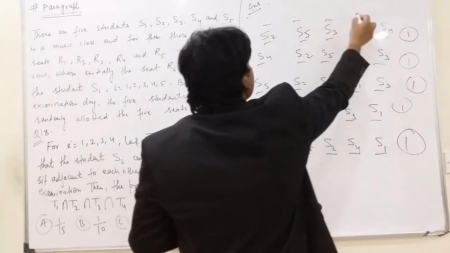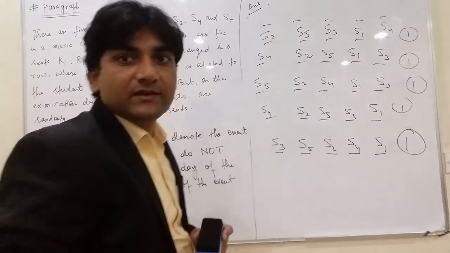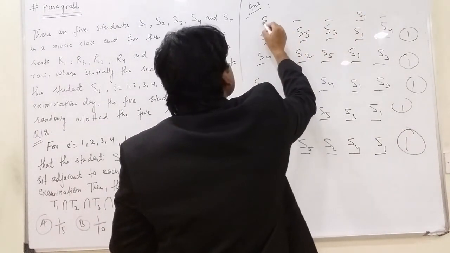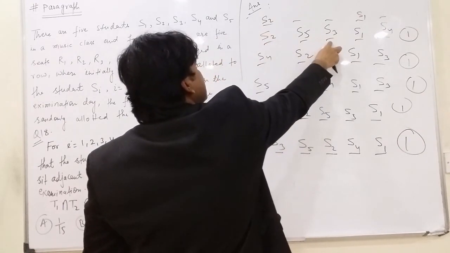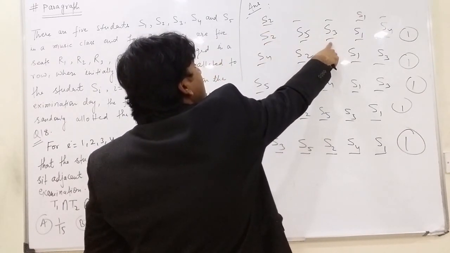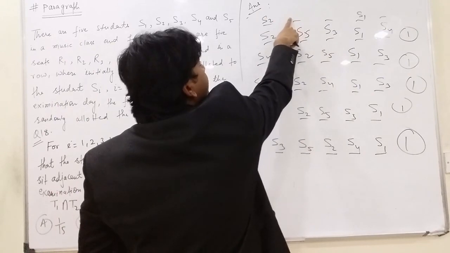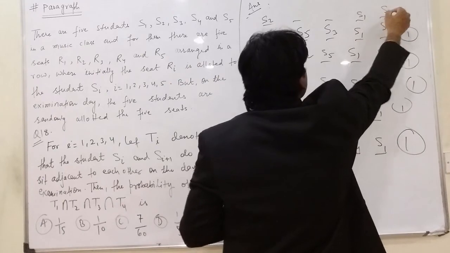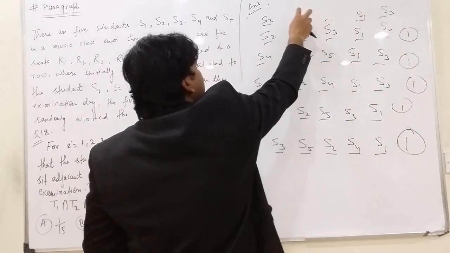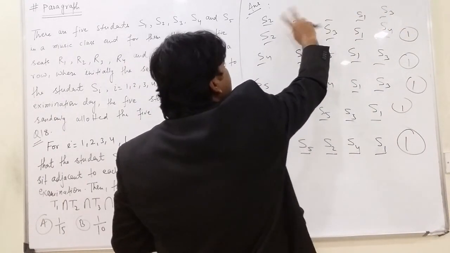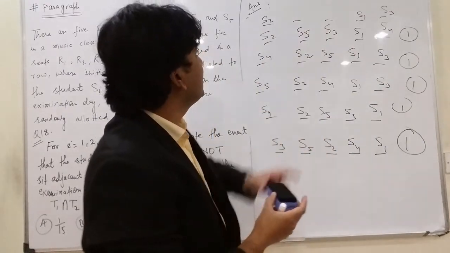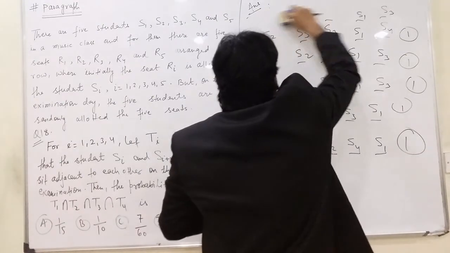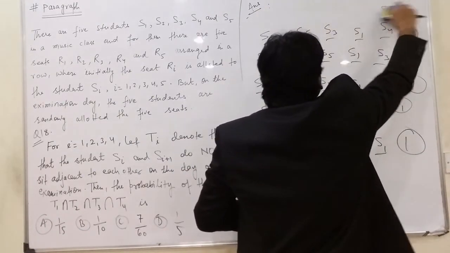Now 1, 2, 3, 4, 5. Again. So this is S1. This is S2. I kept S3 here, right? Now S3 I cannot put here. Already I have put S3 here. So for example, S3 is here. Then S4, then S5 here, or S4 here, then S5 here, then S4, S5 will be adjacent. So this arrangement is also not valid. So I have to erase this.